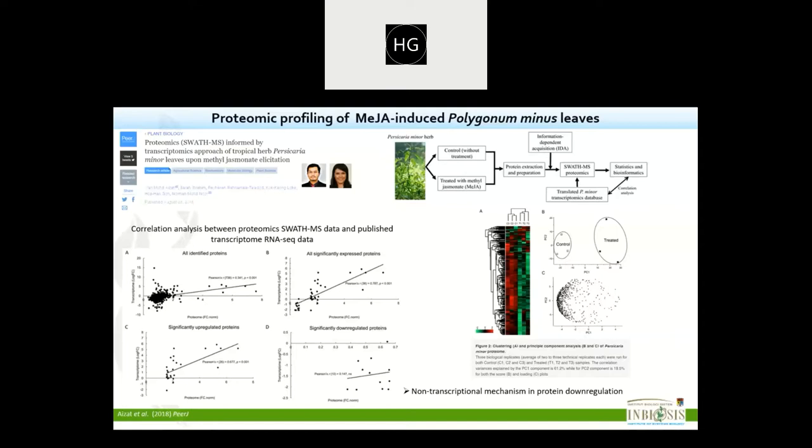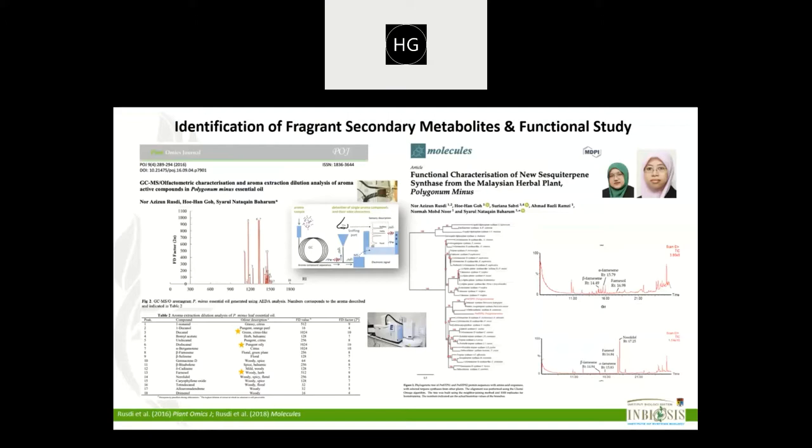Apart from that, the group is also interested in the fragrance compounds. They are characteristic of the kasum, and this work is led by Dr. Ain. You can see that some of the characteristic odors of the kasum, for example the pungent, woody, and citrus, as well as green, are mainly attributed to decanal, like I mentioned just now, dodecanal, and some farnesol.